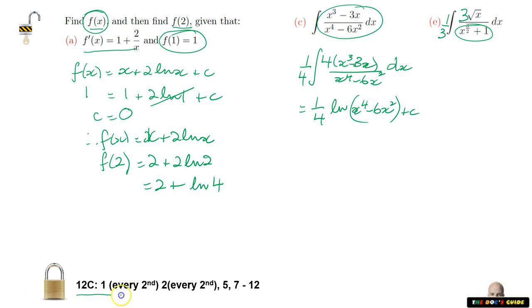So if you have a go at 12c, these ones here. But before you do, think about what is the big idea. What's the overarching emphasis in this particular video in terms of doing the integration of reciprocal functions, and put that at the forefront of your exercises.